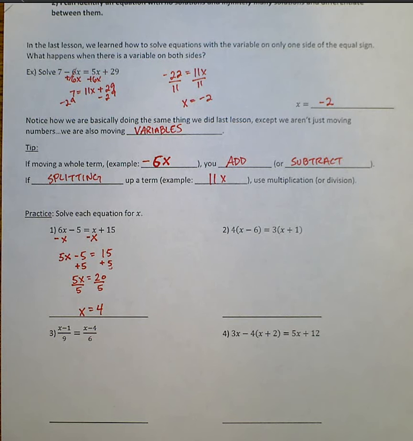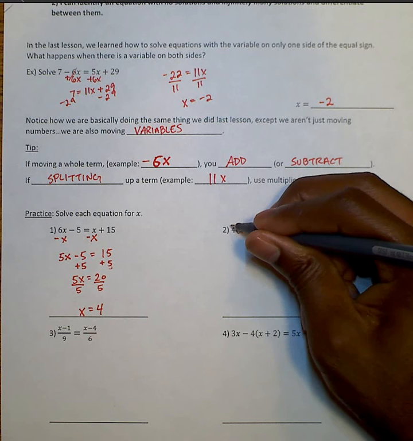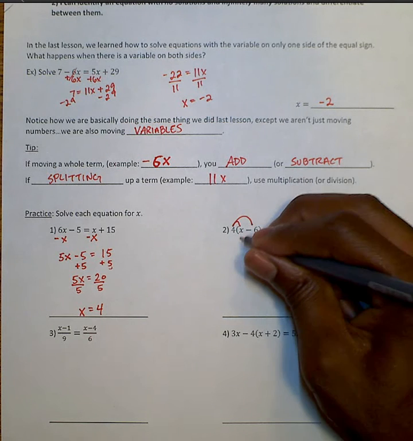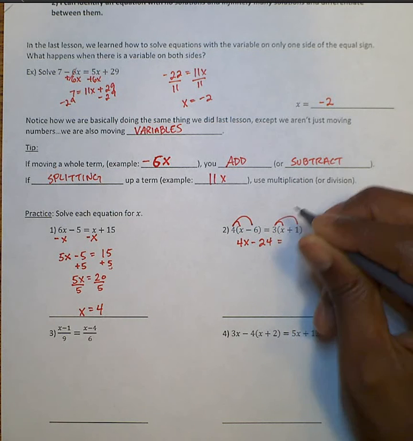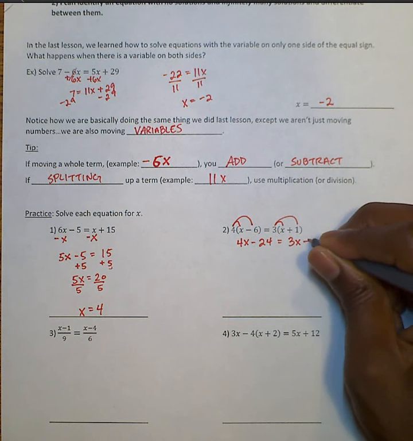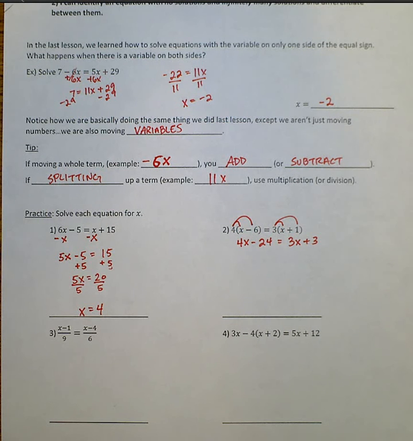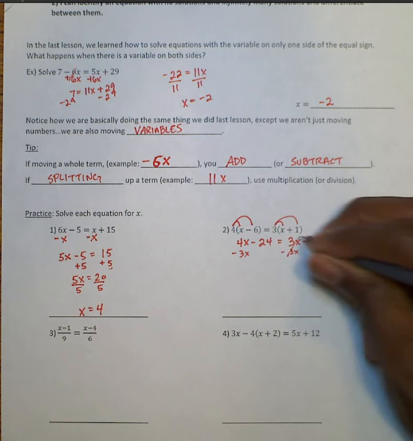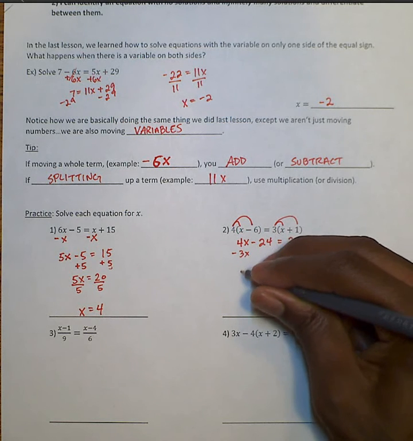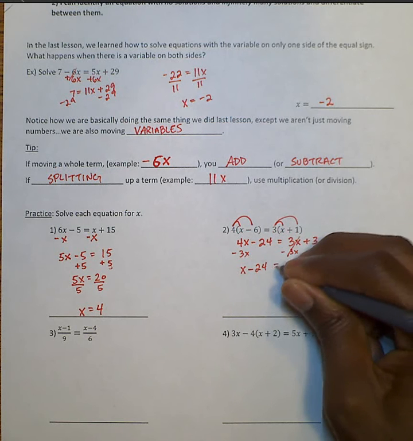Number 2, we have 4 times x minus 6 equals 3 times x plus 1. I'm going to distribute here. 4x minus 24 equals 3x plus 3. Alright, and so now to keep my x positive, I'm going to move this 3x to the other side instead of moving the 4x. And 4x minus 3x will give me x minus 24 equals 3.